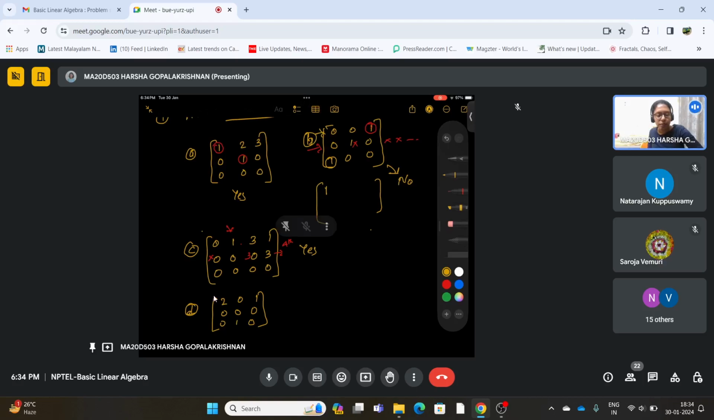So our condition, one condition is... No, because there is a zero row in the second position and in the third row it is a non-zero row. So this is not in row echelon form, because if there is a zero row, that row should be at the end, below all the non-zero rows. But here a non-zero row is below a zero row, so it is not in row echelon form. So that is about row echelon form.